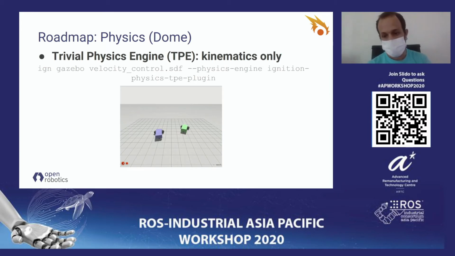The trivial physics engine is a physics engine that we are developing at Open Robotics with the main focus on fast simulations without real physics. We found out this is sometimes needed. So basically, we do basic support for models, link collisions, and velocities, but we do not support anything dynamic, like forces or mass, with the idea of speeding up the simulation. Next.